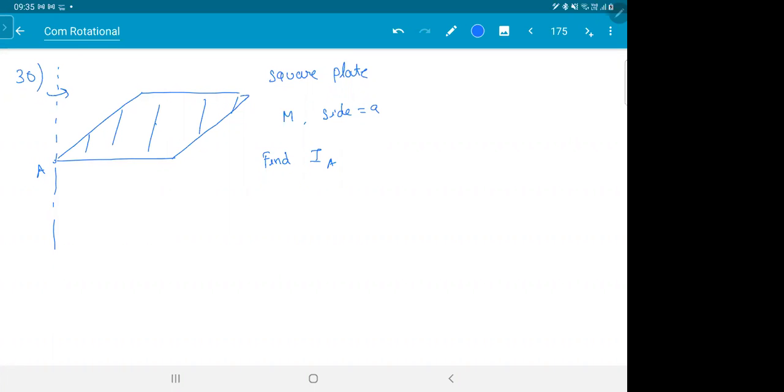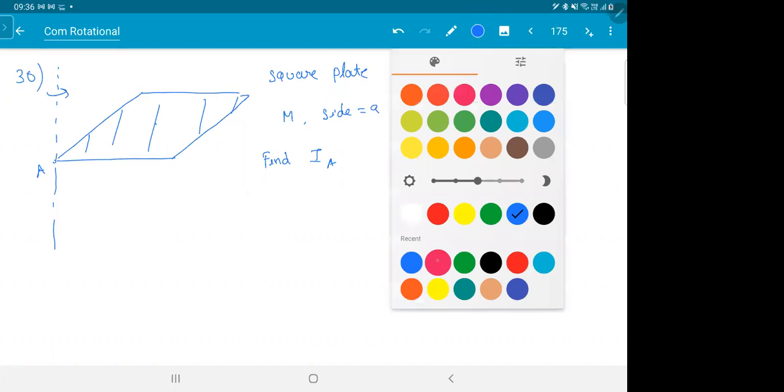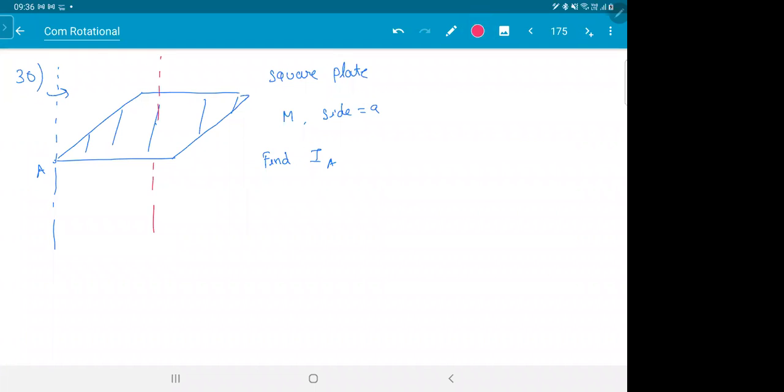Let me show you. This is the center of mass. How much is that? MA square by 6. Now that result you need to mug up. And this is a perpendicular distance. Agreed? How much is that? A by root 2, half of the diagonal. This is your D.